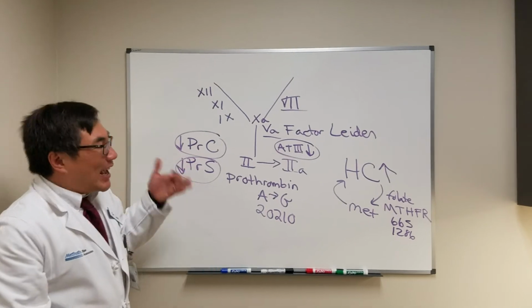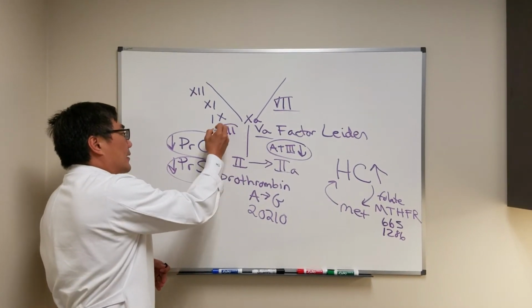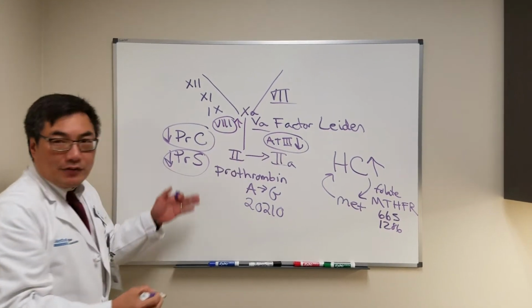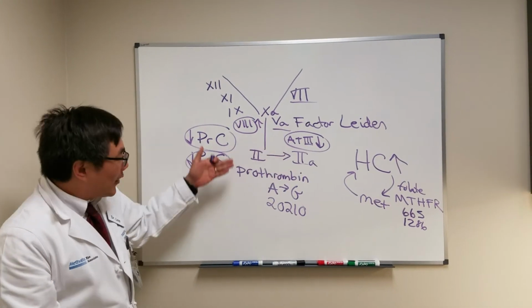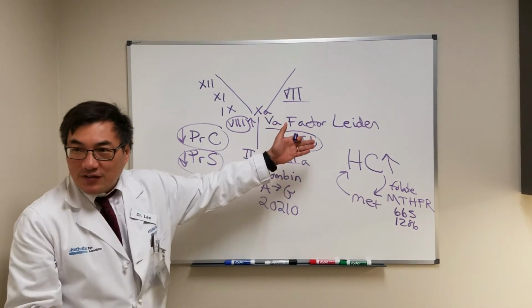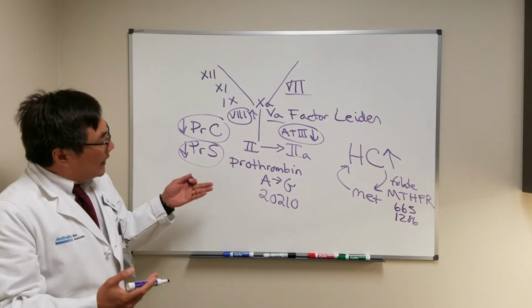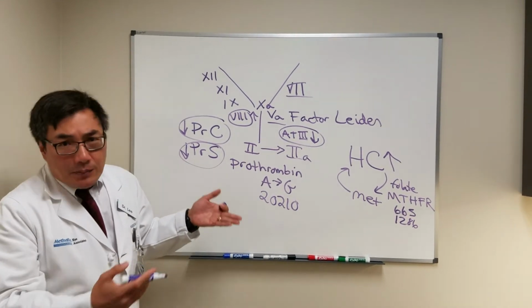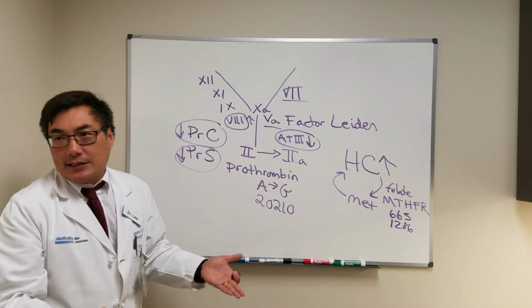In addition, we can have excess of one of the factors, factor 8. So if we have too much 8, or too little protein C, protein S, or anti-thrombin 3, or if we have mutations in the prothrombin gene or the factor 5 gene, these all lead to a hypercoagulable state. The other mechanism of getting a blood clot, though, is not from the coagulation pathway, but from hyperviscosity.